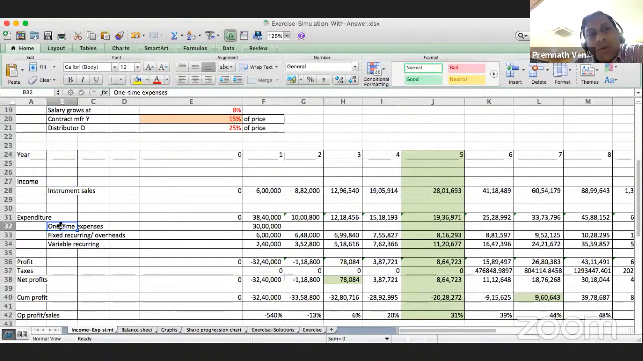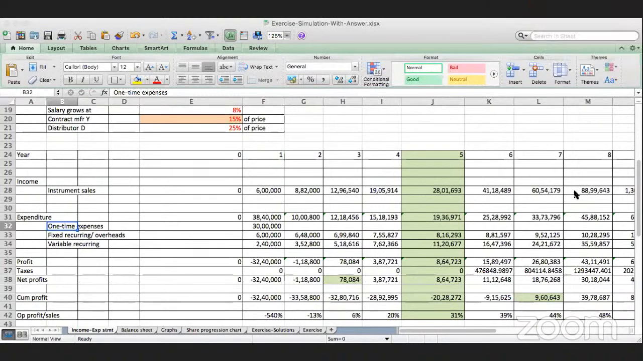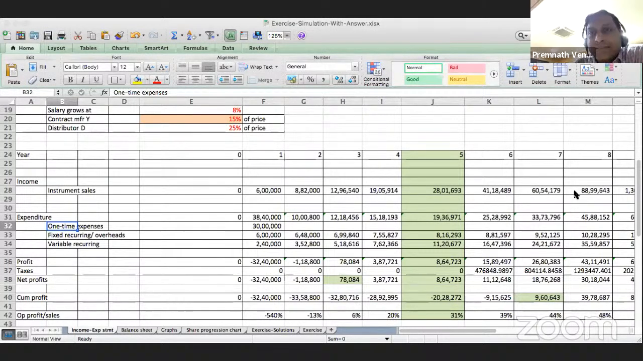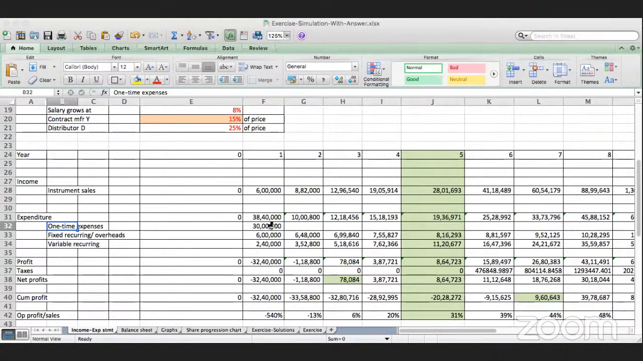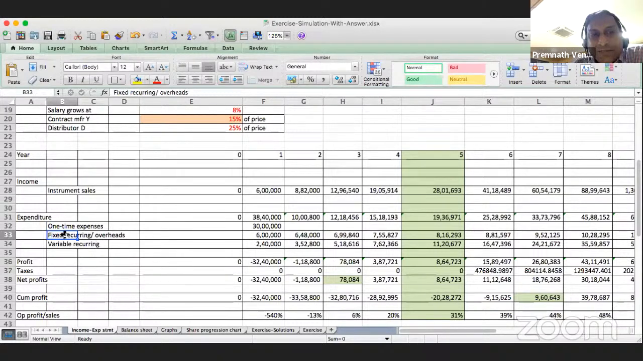Expenditure, right? One-time expenses. What is the one-time expense? Quick answers, anybody, on the chat box? What is the one-time expense here? Licensing fee, okay, from Greece. So that was the 30 lakhs. What are the fixed recurring overheads here? Fixed, yes, manager salary, 6 lakhs, right?